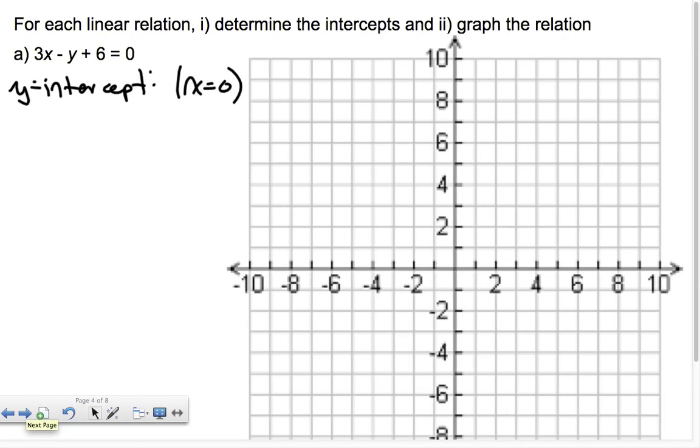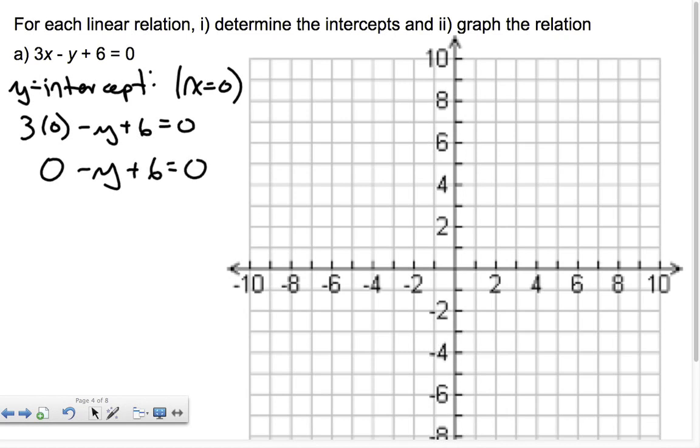So here we figure out the y-intercept. Here, x is equal to 0. So all we do here is just plug in x is equal to 0. We just want to know the y value when x is 0. So in order to do that, we can just plug in x equals 0 to our equation. So we got 3 times 0 is 0 minus y plus 6 is equal to 0.